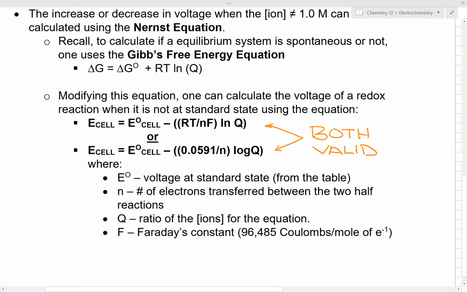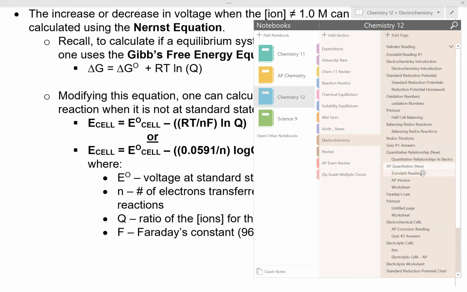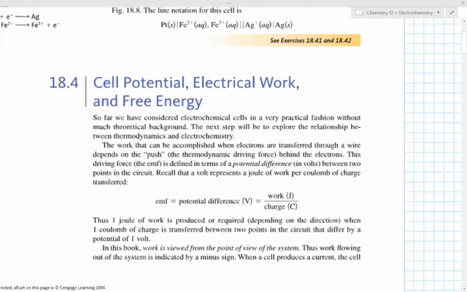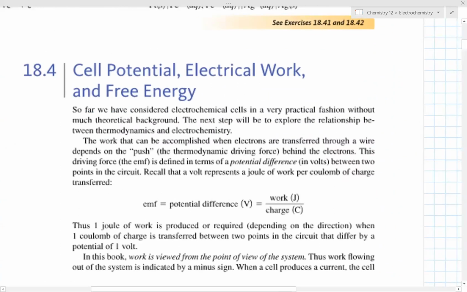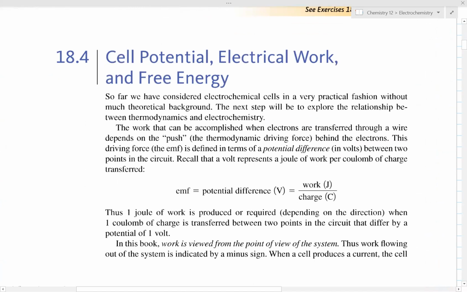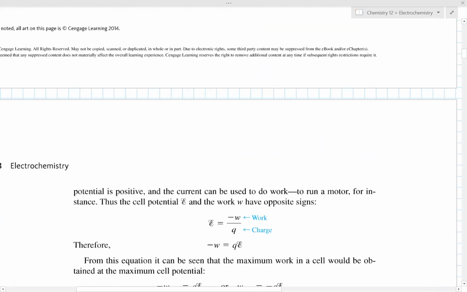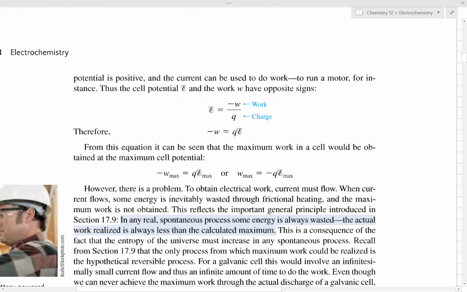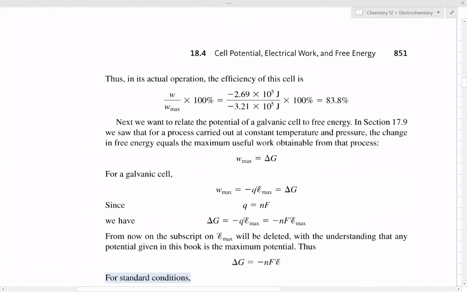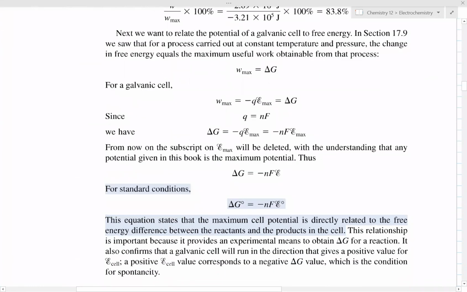Now, where you can reference this is found on page 849 in your textbook. If you take a look on page 849, in section 18.4, you will see a background to how they take a look at the voltage and how that relates to delta G. So they give you some examples, and they give you this for standard conditions.